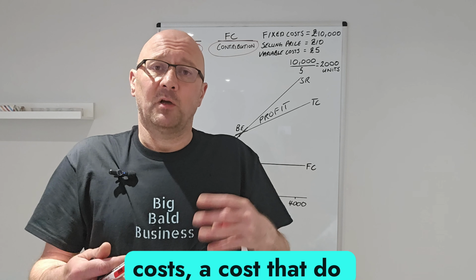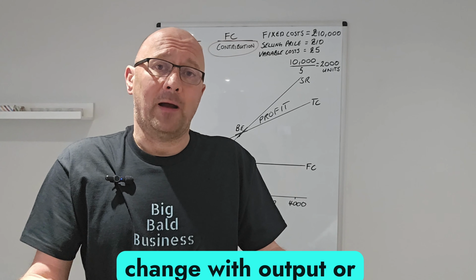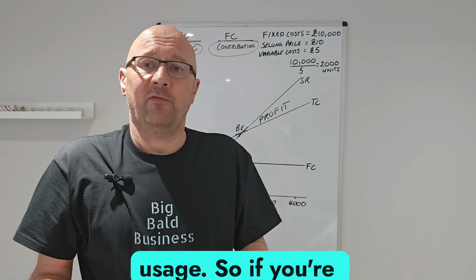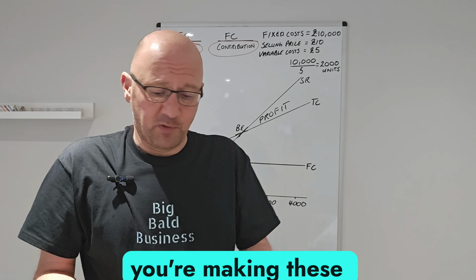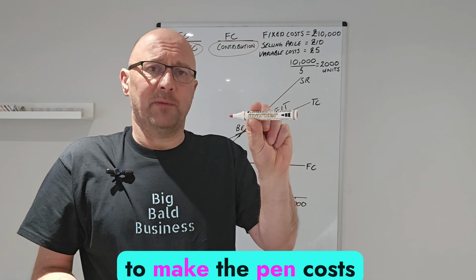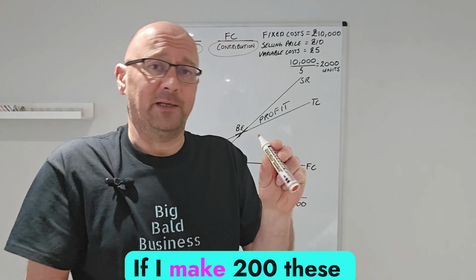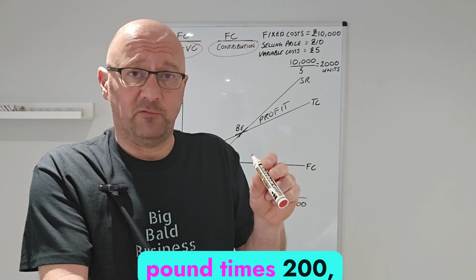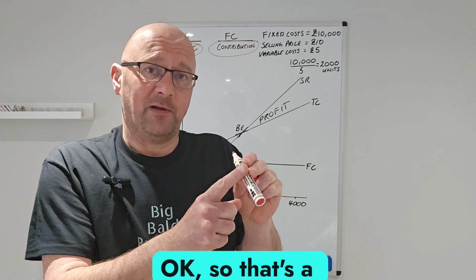Variable costs are costs that do change with output or usage. So if you're making an item, you're making these pens, let's just say the materials to make the pen cost £1. Your variable cost is £1. If I make 1,000 of these, it's £1 times 1,000. If I make 200 of these, £1 times 200. So that's a variable cost.